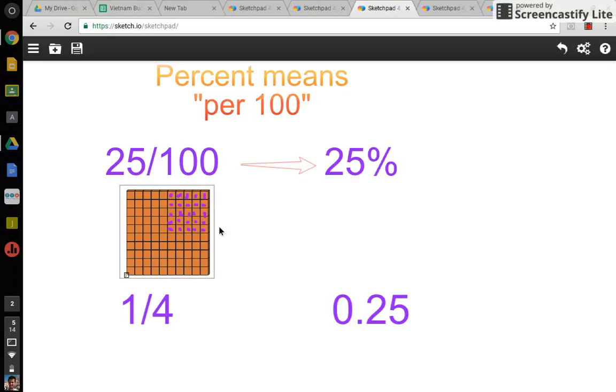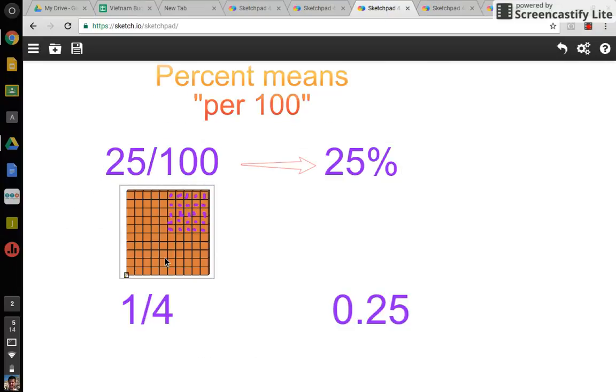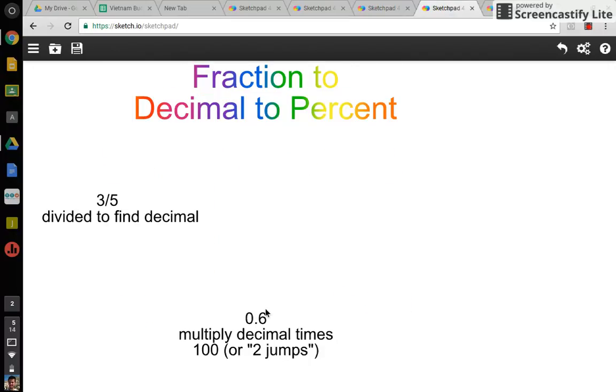How many out of 100 is that? Or another way to think about it, 3 out of 5. If I divide my hundreds board into 5 sections and I take 3 of them, how many out of my 100 will I have? Well, all I need to do is multiply my decimal times 100, or do 2 jumps to the right. So if I take my decimal and I jump over 1, 2, that would be the same thing as multiplying times 100. When we do that, we get 60%.